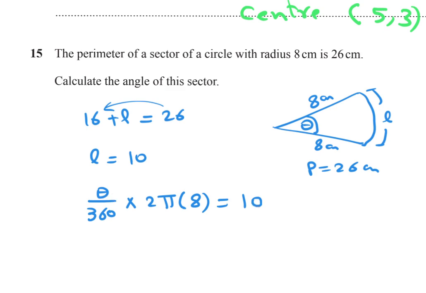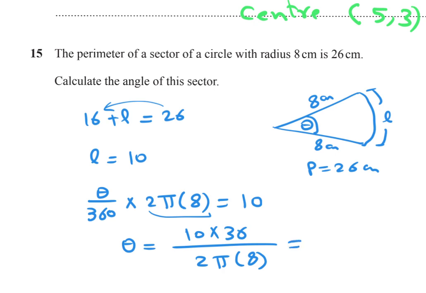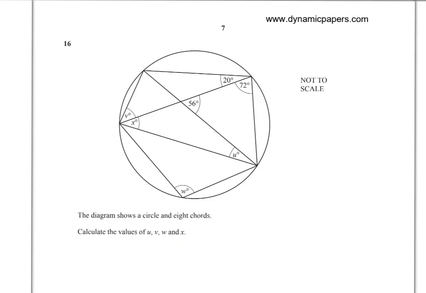Now we can solve to find the angle of the sector. We can find theta. All you need is to make theta the subject. So theta is, you multiply, 360 goes to the other side, multiply, so 10 times 360. And 2π times 8 goes to the other side, divide. So 2 times pi times 8. Then use your calculator to find the answer. So the angle is 71.6.